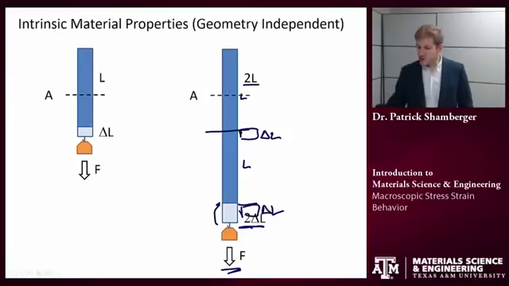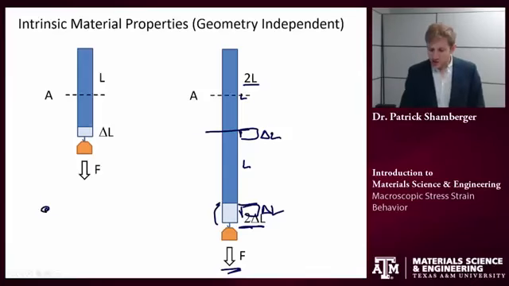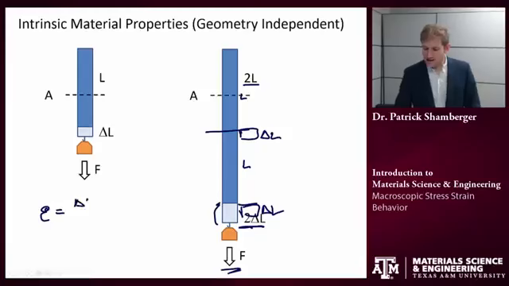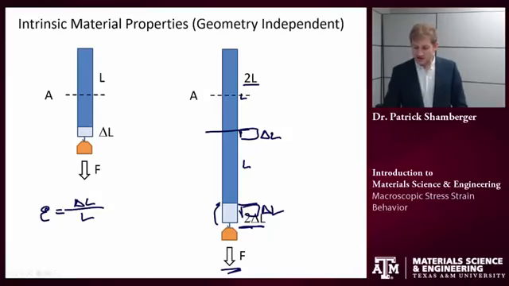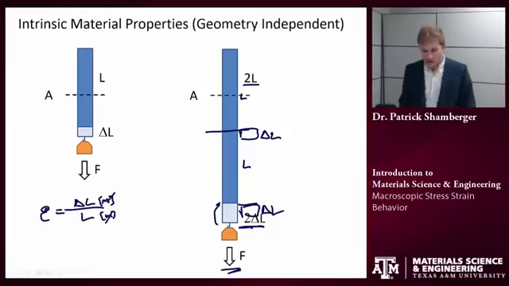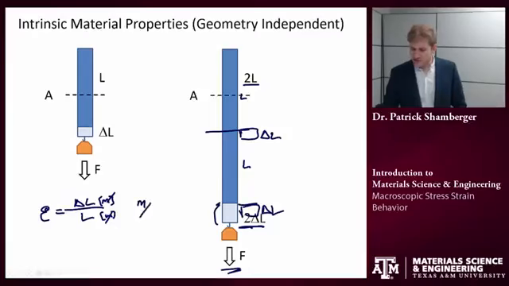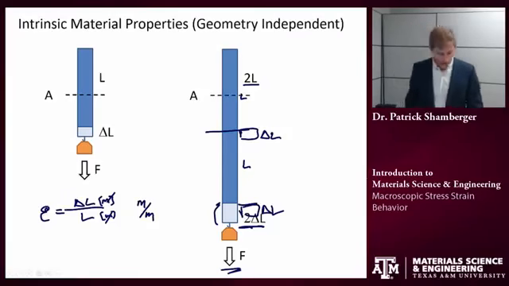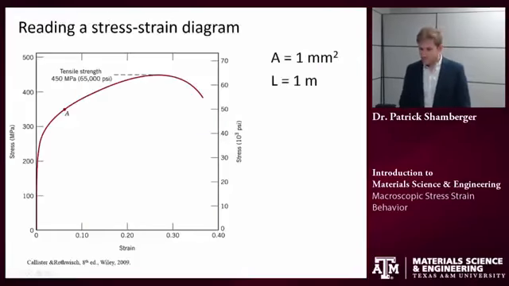And so rather than talking about elongation, usually what we talk about is strain. Strain is defined as the elongation over the original length. And so this is unitless. Delta L could be in meters, but the original length would also be in meters, and so those would cancel out. So strain is unitless, although sometimes you will see units of length per length, so meter per meter, for example.